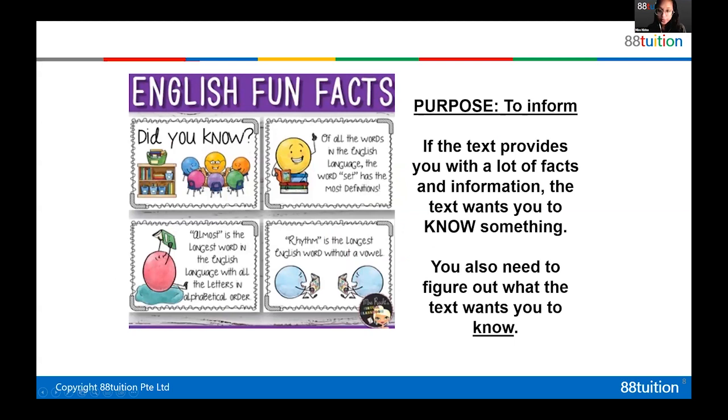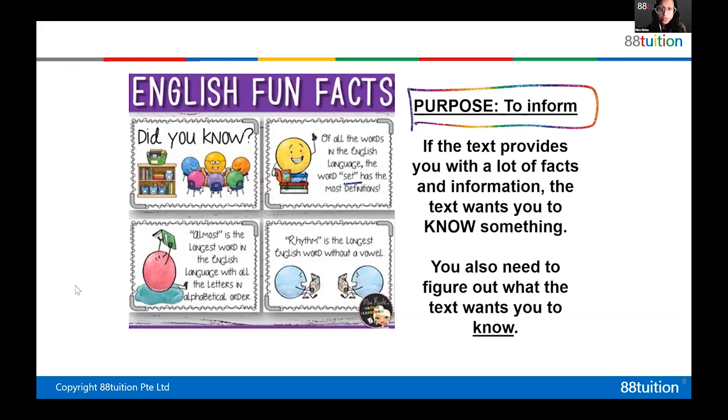Now, who can tell me what is the purpose? What am I asking you? It really says here, purpose: to inform. So an example of this, English fun facts. It's giving you information, not trying to persuade you to do anything, right? Did you know that of all the English words in the English language, the word set has the most definitions? So now you know.